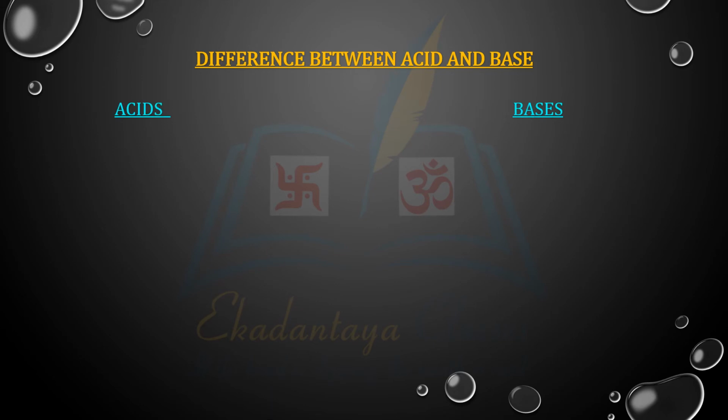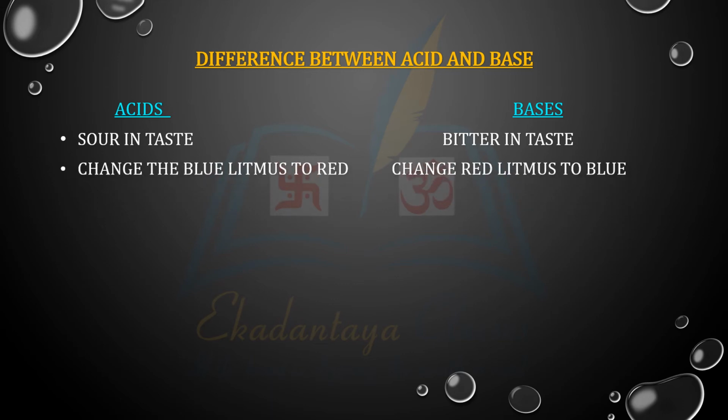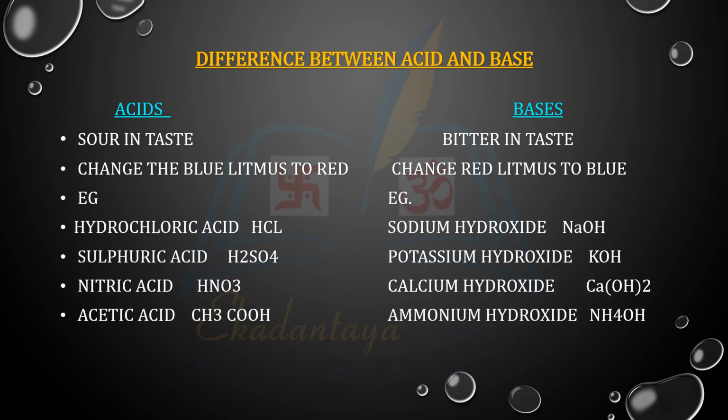Let's see the difference between an acid and a base. Acids are sour in taste; bases are bitter in taste. Acids change blue litmus to red; bases change red litmus to blue. Some examples: hydrochloric acid, HCl; sulfuric acid, H2SO4; nitric acid, HNO3; acetic acid, CH3COOH; sodium hydroxide, NaOH; potassium hydroxide, KOH; calcium hydroxide, Ca(OH)2; ammonium hydroxide, NH4OH.